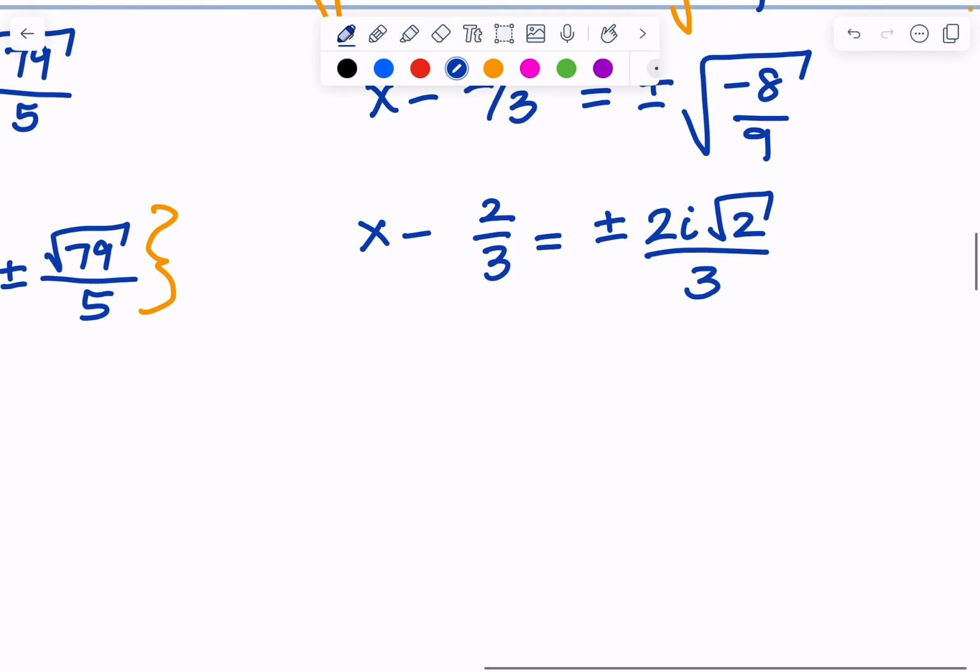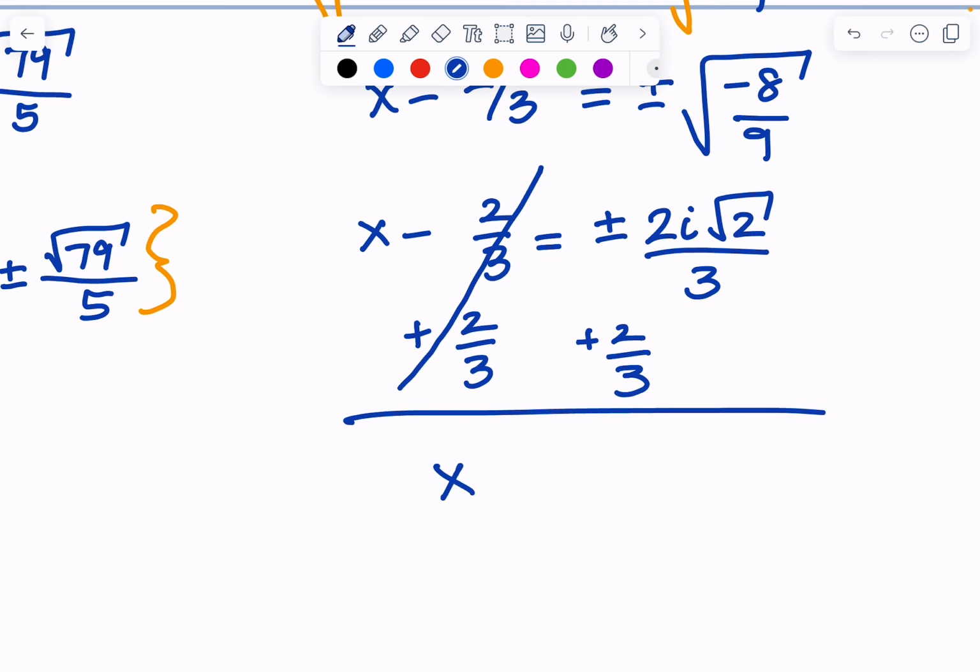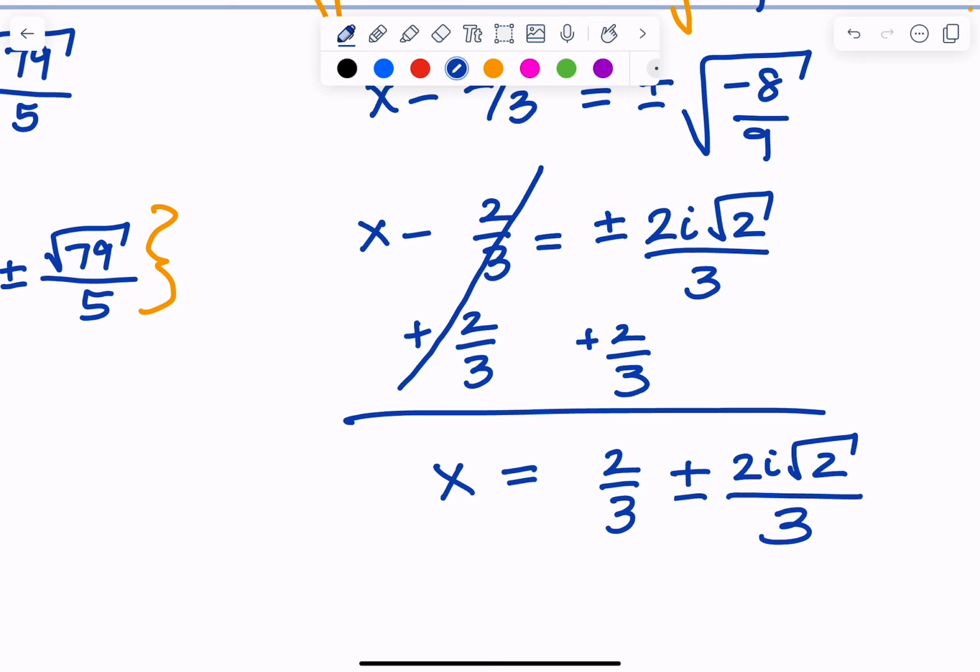Again, I'm going fast on that, but there are previous videos on that. And then last step, I'm going to add 2/3 to both sides. And this 2/3 does not have an i or a root 2, so they are not like terms, so I'm just going to keep it separate. So this would be 2/3 plus or minus 2i square root 2 all over 3. I'm going to slap some set brackets around that.